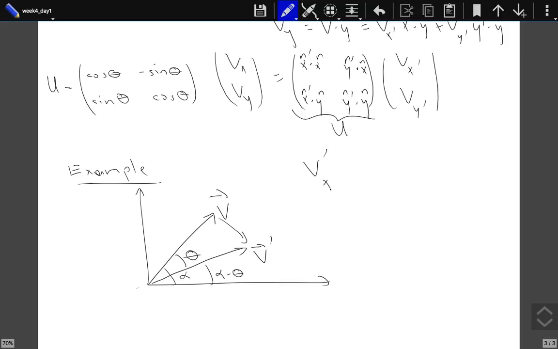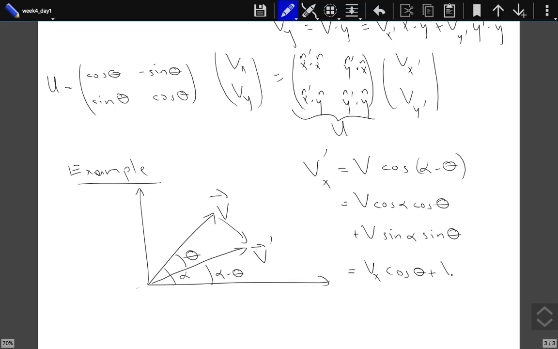So V prime x, the x component of this new vector, will be the magnitude of V multiplied with cosine of alpha minus theta. This is equal to V times cosine alpha cosine theta plus V times sine alpha sine theta. But this is nothing but Vx cosine theta plus Vy sine theta. This is my Vx prime.